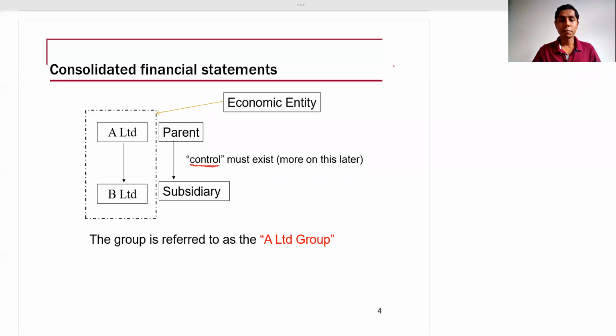Okay, another student is asking, is consolidation one type of business combination, or is there any difference? Now, if you participated in the business combination lesson, this is one of the modes of business combination. Acquisition of shares. Nothing else.